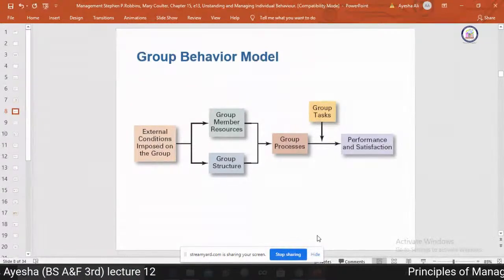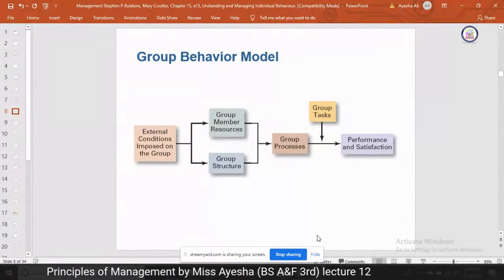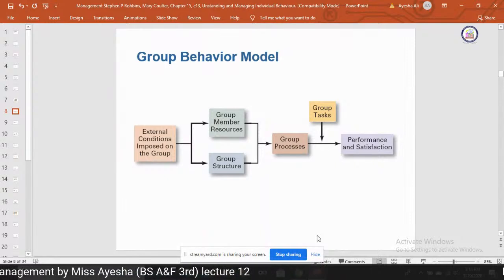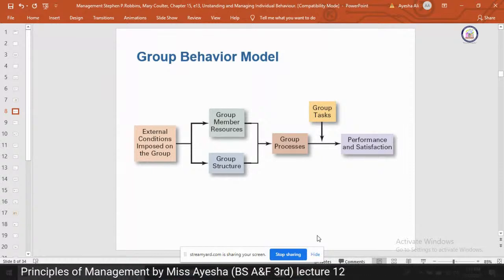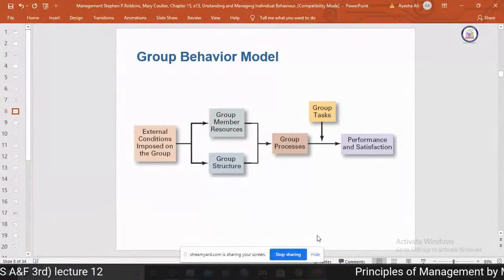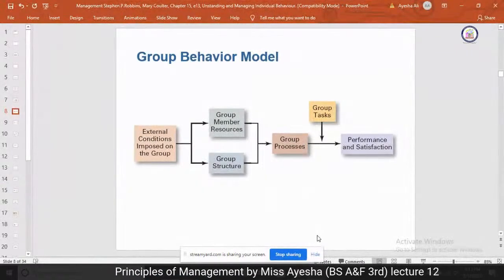Of course there is an internal environment and an external environment. So the external environment, external conditions and variables also affect the group. In this we have two things: group member resources, what resources group members have, what opportunities they have, and group structure. What is the structure of the group?